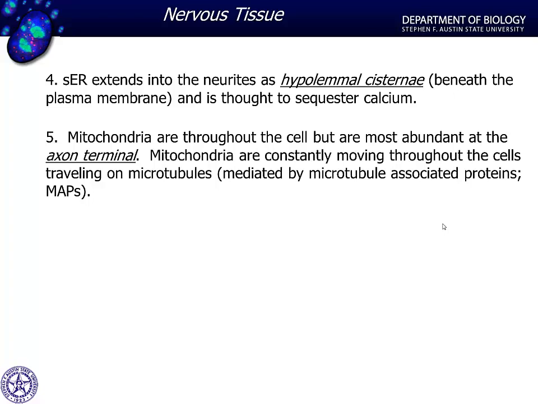Now, part of the transport that we're going to talk about toward the end of this podcast is going to be directional movement of certain materials, either vesicles that store materials or entire organelles. And mitochondria are some of these organelles that are going to be transported, traveling along a rail system made of microtubules. And this is going to be mediated by certain accessory proteins that we call microtubule-associated proteins, or MAPs. And we'll get into the specifics of those at the end of this podcast.